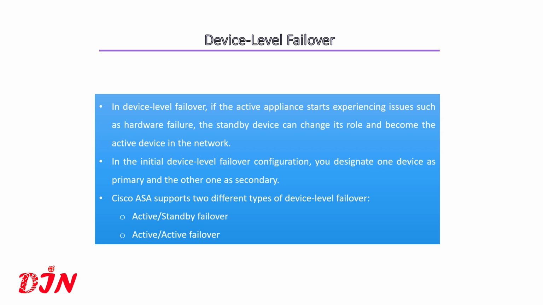If both devices are powered on at the same time, then the primary appliance becomes active while the secondary appliance assumes the standby role. If the primary active device experiences issues and a failover occurs, then the secondary appliance becomes active. When the primary appliance recovers, it keeps itself in the standby role until a failover occurs on the secondary active appliance. Cisco ASA supports different types of device level failover: active standby and active active.